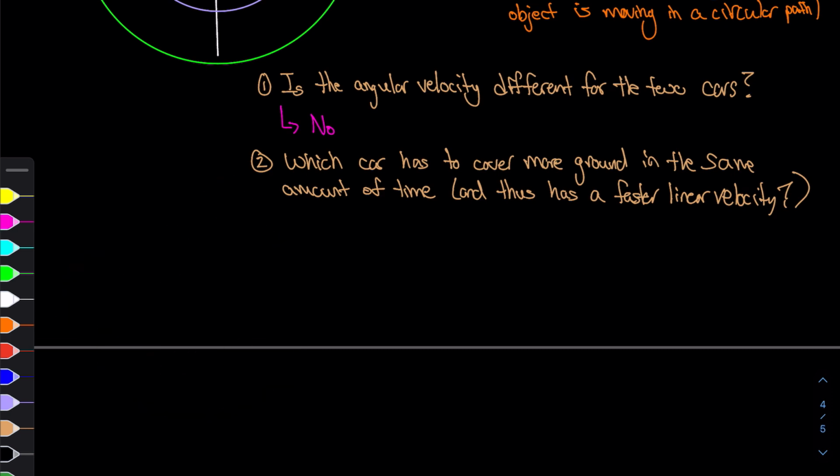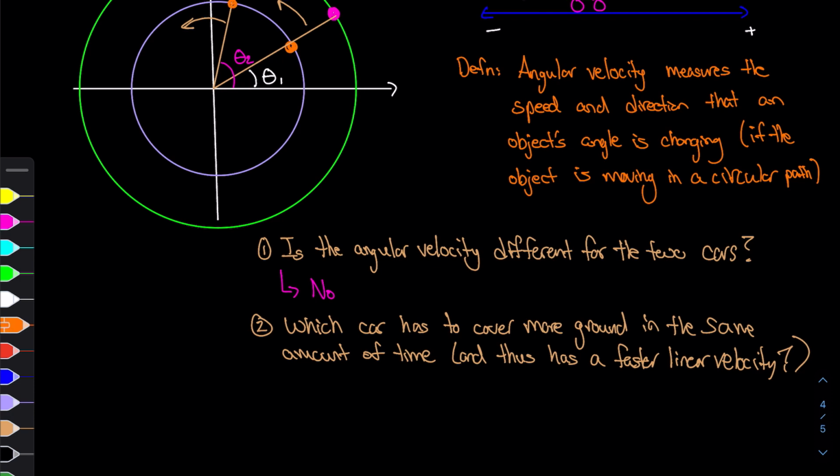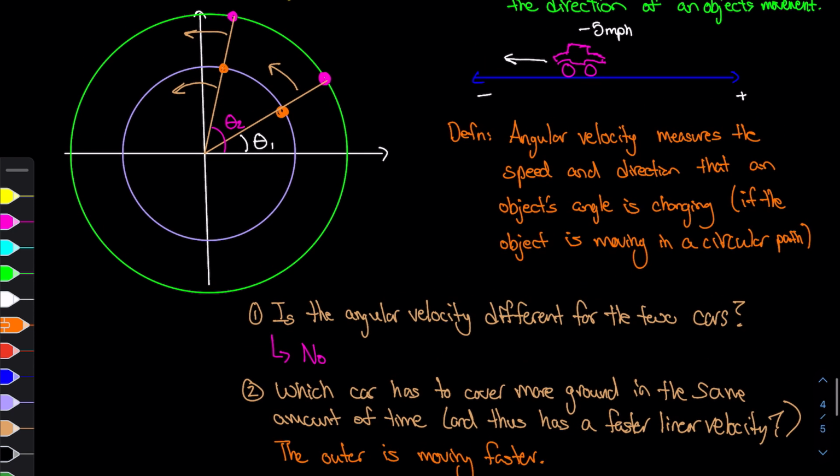So the answer for number 2 is the outer car. The outer car is clearly moving faster. Now you might be saying, if they both have the same angles, the same angular velocity, how is it possible that the outer car is moving faster? Or maybe you subscribe to that idea. Maybe you're thinking, well, it's believable that the outer car is moving faster than the inner car.